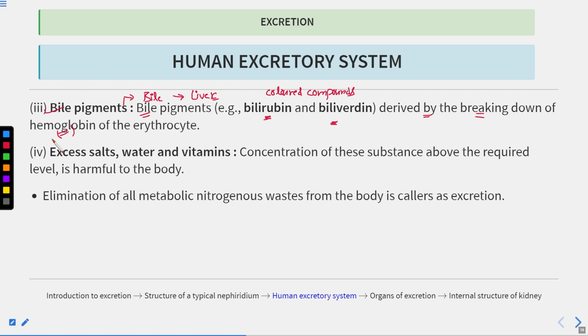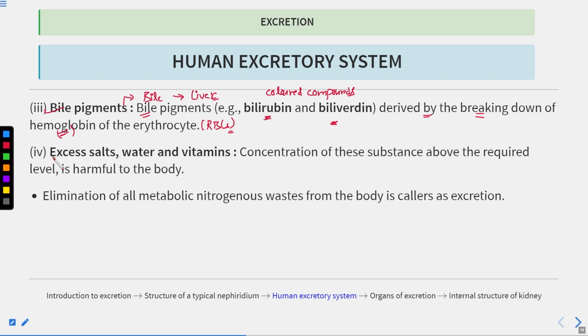So hemoglobin gives red color to the blood, and due to the breakdown of this hemoglobin, which is present in the erythrocytes. So erythrocytes are also known as RBCs, red blood cells. So hemoglobin present in the erythrocyte is broken down and it forms bile pigments, which are bilirubin and biliverdin. So these pigments also give color to the urine and the feces.